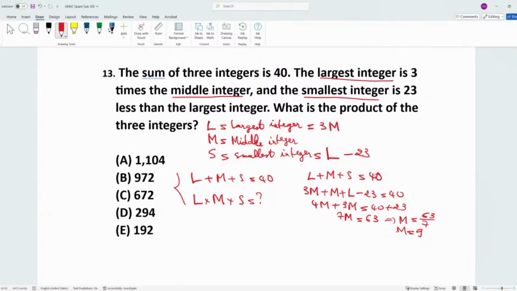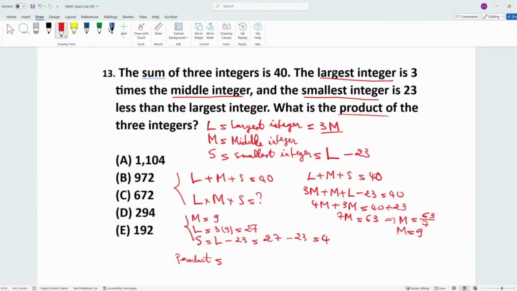So once we have m, which is equal to 9, then the largest integer is 3m. So it's going to be 3 times 9, which is equal to 27. And then the smallest integer is the largest integer minus 23, which is equal to 27 minus 23, which is equal to 4. Then this here is a product, okay, because that's the question.